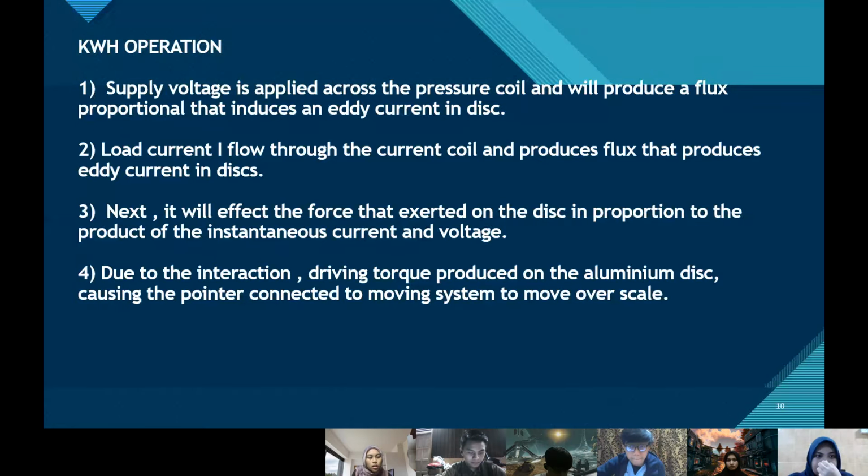Kilowatt hour meter operation. Number 1, supply voltage is applied across the pressure coil and will produce a flux that induces an eddy current in the disc. Number 2, load current flows through the current coil and produces flux that produces eddy current in the disc. Next, it will affect the force exerted on the disc in proportion to the product of the instantaneous current and voltage. Number 4, due to the interaction, driving torque is produced on the aluminium disc, causing the pointer connected to the moving system to move over the scale.